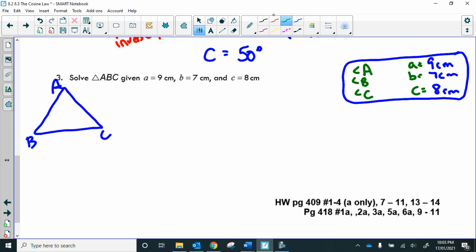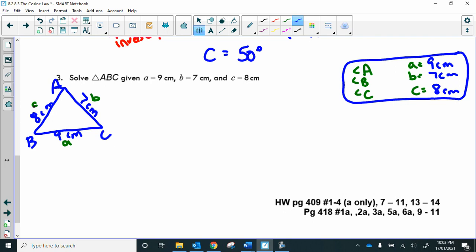Doesn't matter which ones you label where, as long as your little a is across from your big A, your little b is across from your big B, and your little c is across from your big C. So we are given that B is 7 centimeters. My A is 9, and C is 8. Again, you can see it's not to scale, but that's okay.